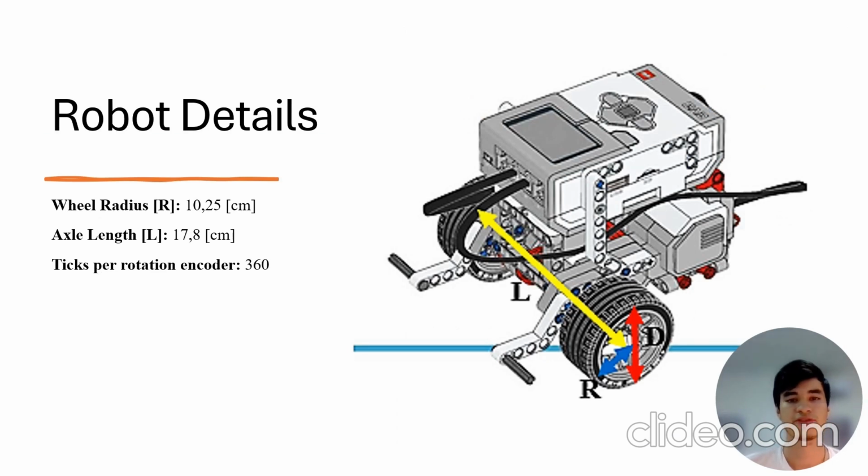Next, we measure our differential robot's parameters, such as its wheel radius and axle length. These details will be used to calculate the future linear velocities and its important odometry data for future analysis.